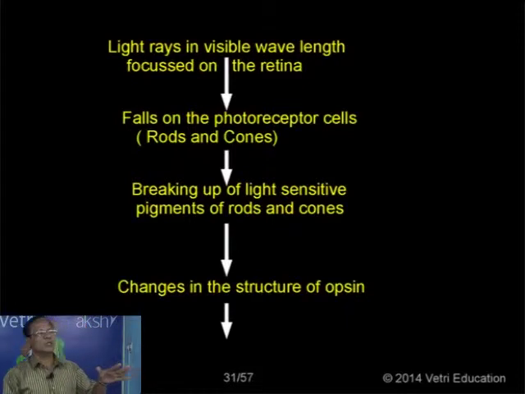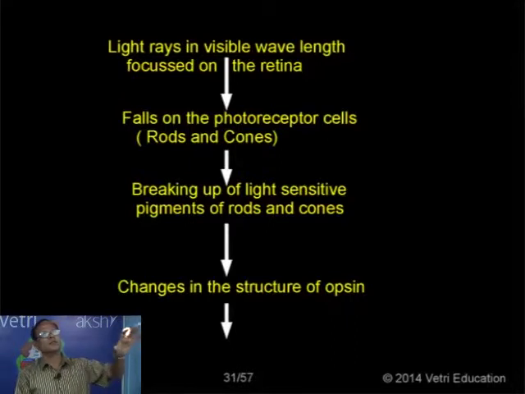So I will come to the last part. I will go through what is happening, what the mechanism of photochemistry of retinal function is. We have light rays in the visible range. They are focused on the retina by means of the cornea, then the lens and other fluids. Now these light rays fall on the photoreceptor cells, the rods and cones.